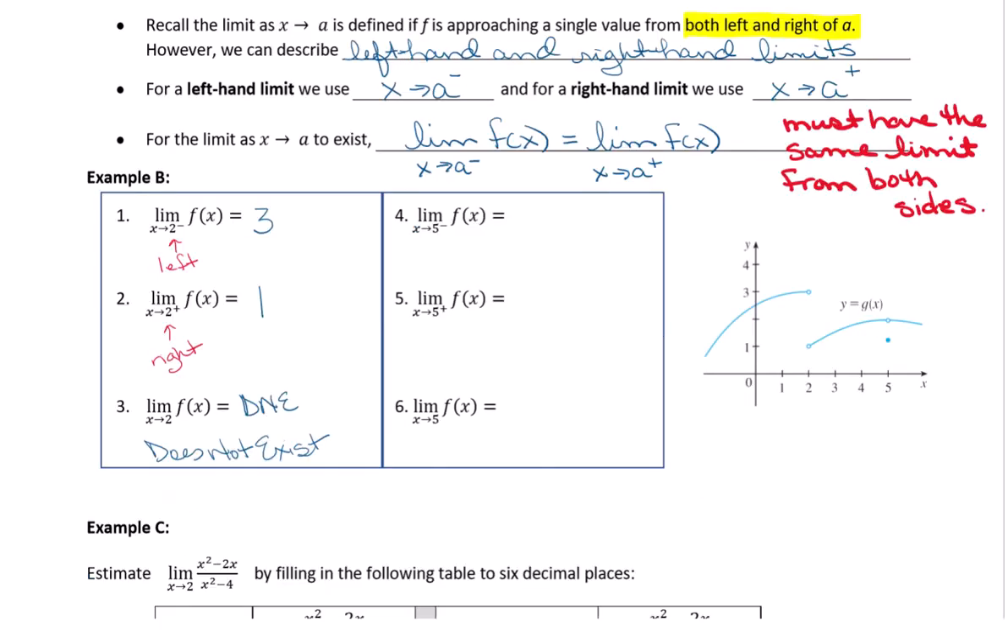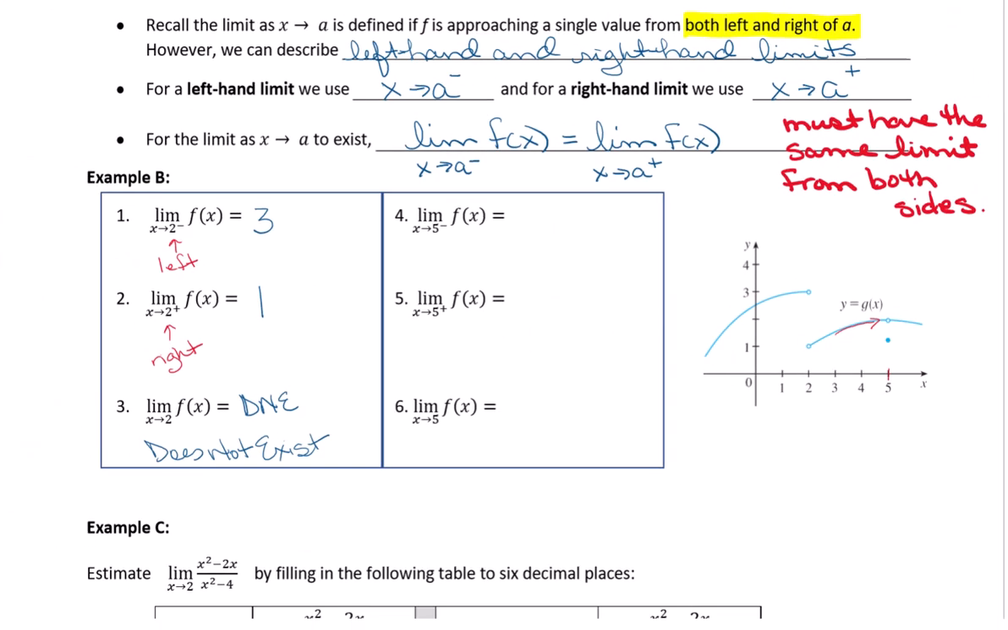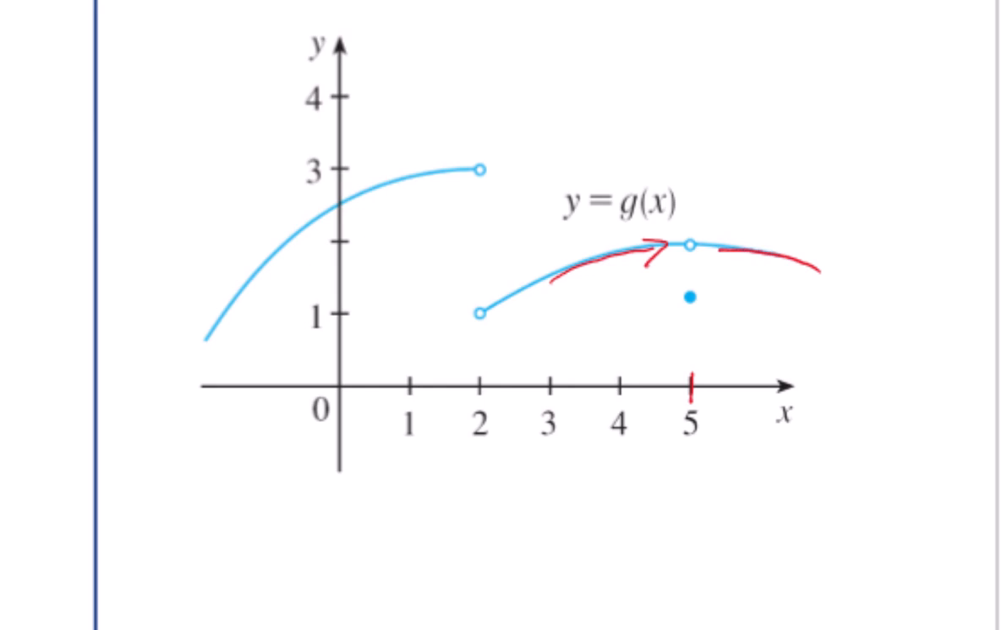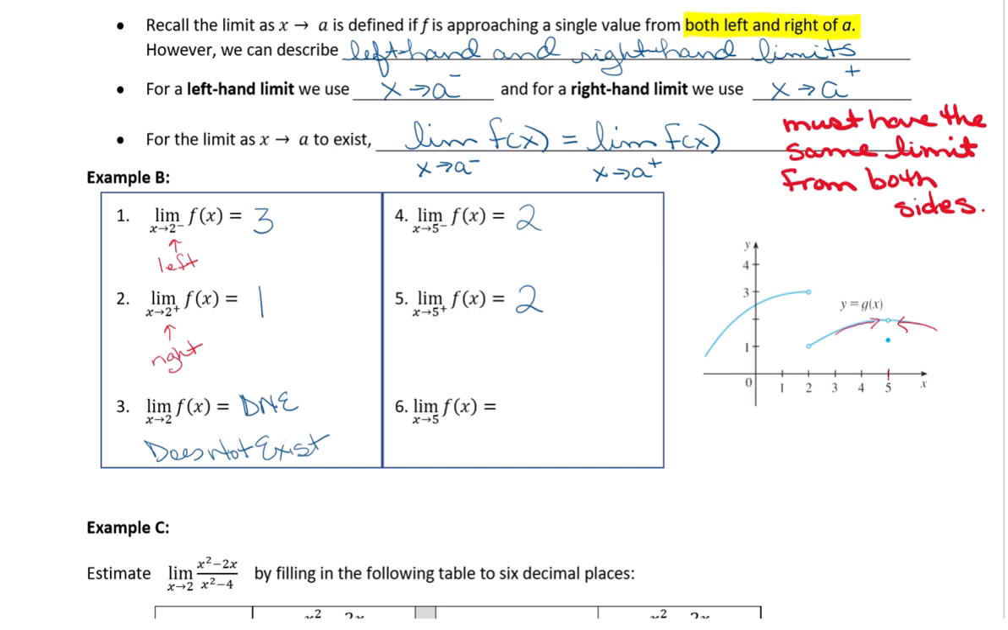Now let's take a look at number 4, where they're asking for the limit as x approaches 5 from the left. If we're looking at the number 5 here, from the left-hand side, it looks like the y value is close to 2, even though the point itself is lower. Now on number 5, it's asking us the limit as x approaches 5 from the right, which again is approaching 2. Since the limit from the left and from the right are the same, that means the limit as x approaches 5 is also 2.